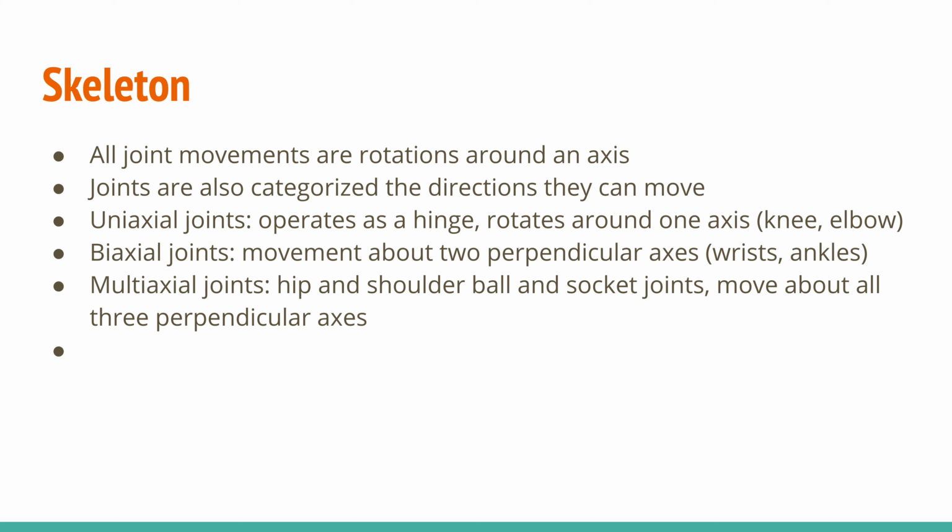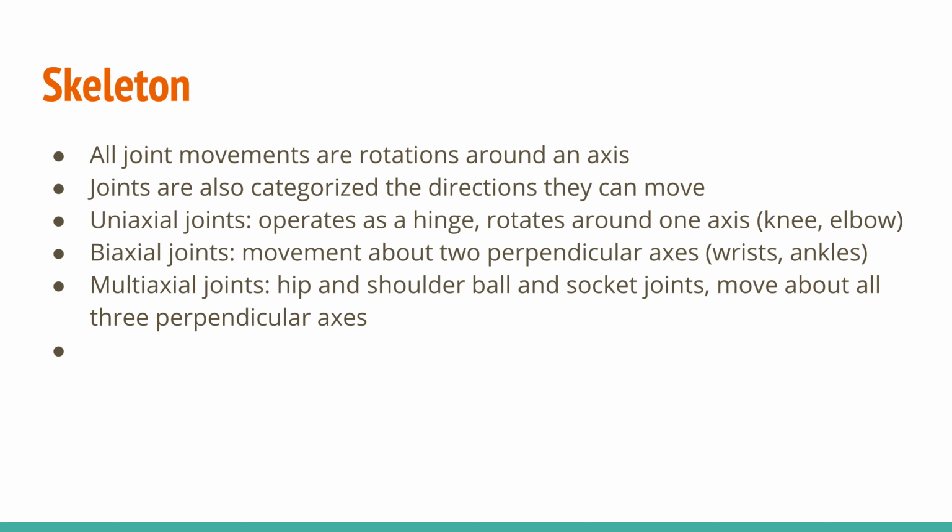When we're talking about joint movement, we want to recognize that if you kind of think about it in your head, knees, elbows, hips, shoulders, you're really talking about rotations around an axis, right? So there's kind of a main moving point, and then the bones of that joint are going to move around that axis to produce movements in the body. So what we do is we also categorize our joints by the amount of directions they can move.